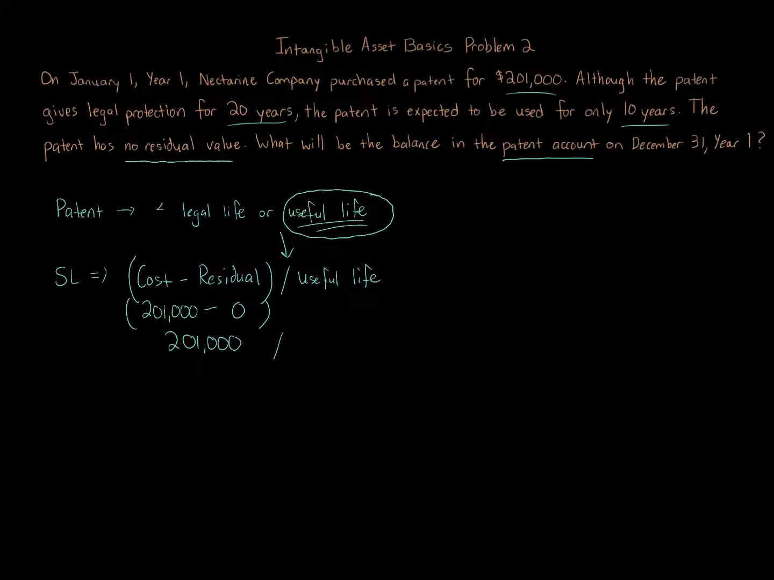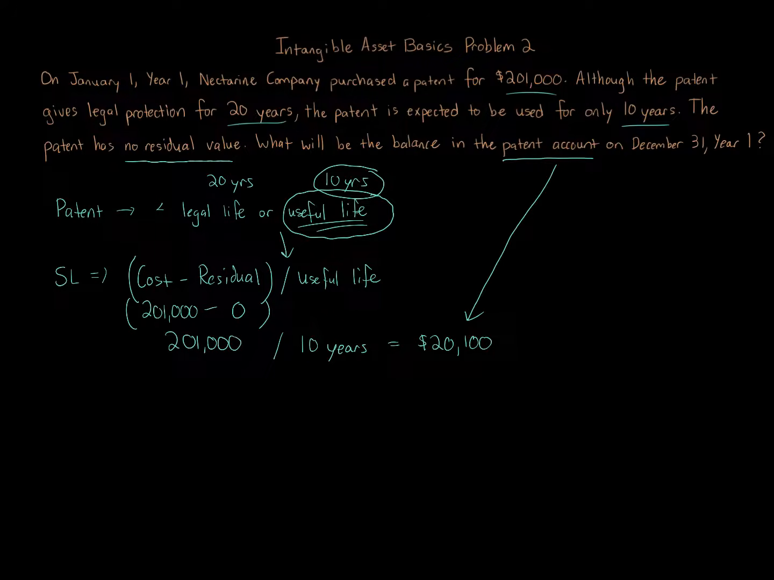And we're going to divide that by the useful life, which we remember the legal life was 20 years and the useful life was 10 years. We took the lesser of those two numbers. We took 10 years. So we take 201,000. We divide that by 10 years. And we're going to get the amount of $20,100.